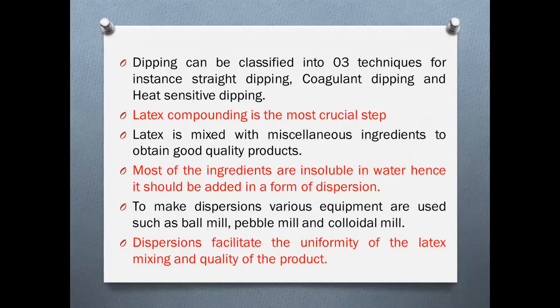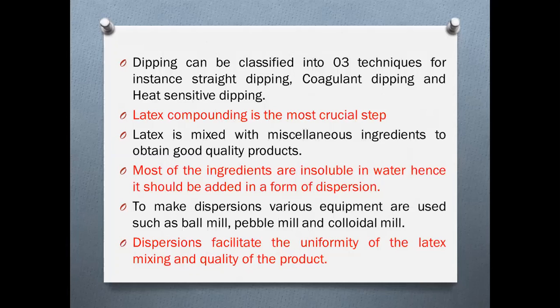For that, the latex is a raw material, and we have to add different ingredients to have a good quality balloon. That process is known as latex compounding, that means adding different ingredients to the latex. That is the most crucial step. Here the latex is mixed with different ingredients to obtain a good quality product, and those ingredients are insoluble in water, so you have to make dispersions of those ingredients to add them in the form of dispersion.